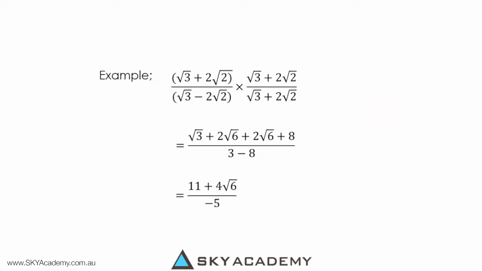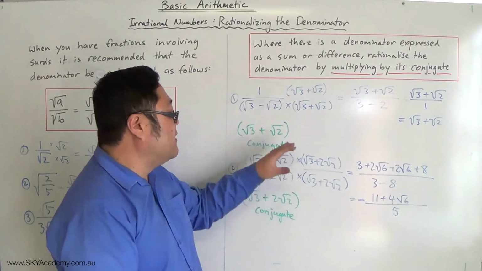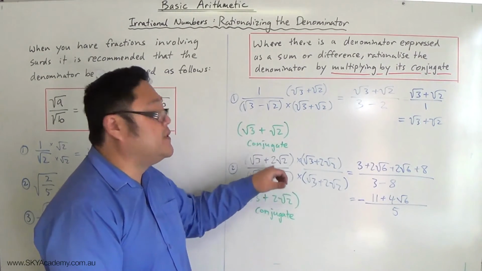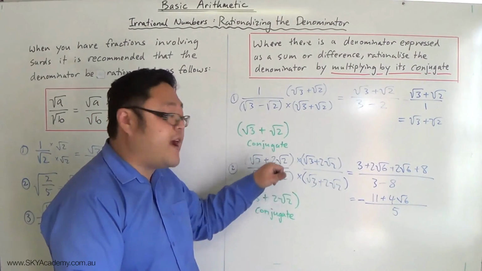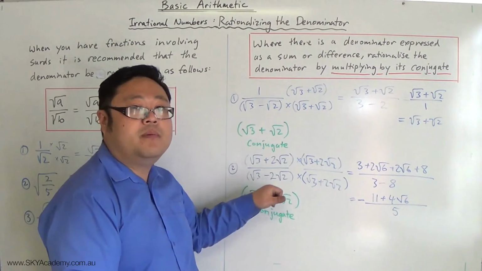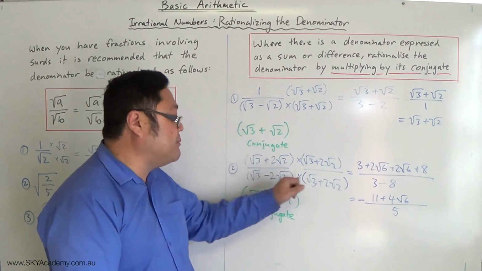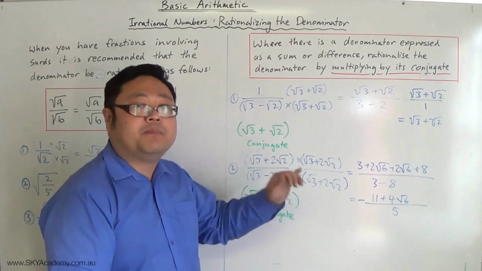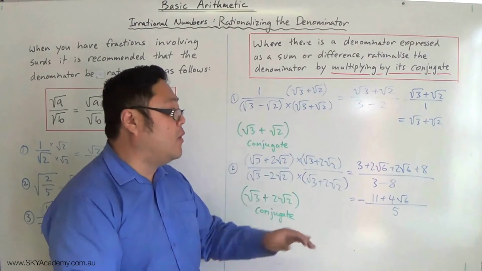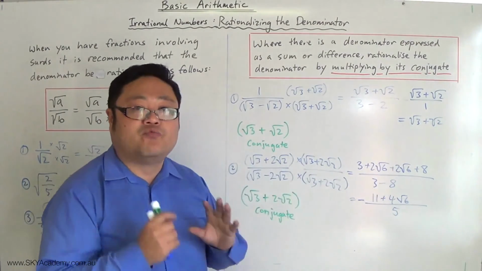Alright? So that will be the way that you do the sort of surds, the surd fractions where the bottom is a sum or a difference. You multiply by the conjugate, and by multiplying by the conjugate, you ensure that the denominator is rational.